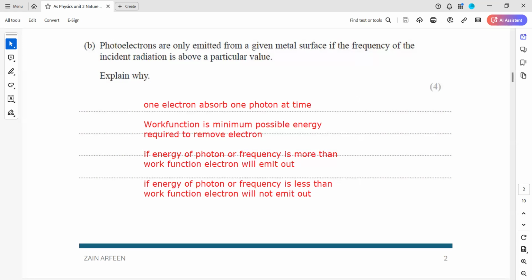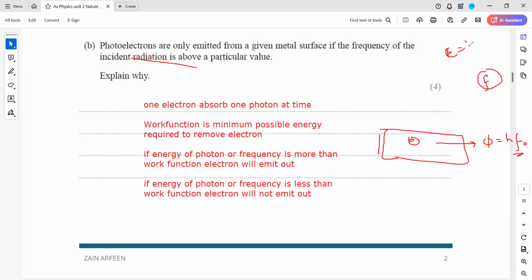The photoelectrons are only emitted for a given metal surface if the frequency of incident radiation is above a particular value. So what is the reason for that? Because for every metal there is a work function, and related to the work function there is a minimum frequency, which we call the threshold frequency. The energy of a photon is E equals hf. So if we use a high frequency photon, it will have high energy. If this frequency is higher than the minimum frequency, then the electron will come out. But if this frequency is less than that, then there is no photoelectric effect.